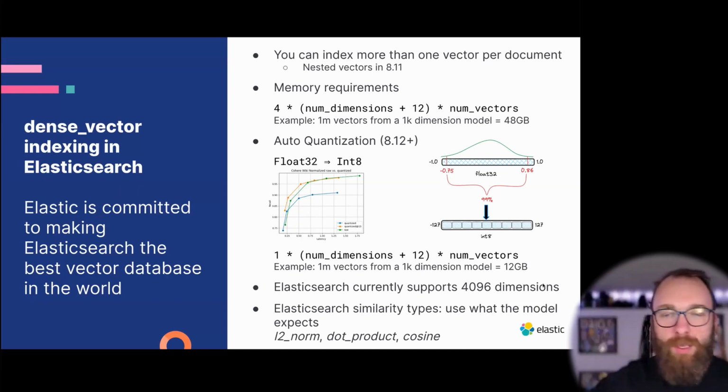That's pricey. So what we introduced in 8.12 is the ability to auto quantize. Quantization has been around for a while. We certainly didn't invent it, but it was something you had to do on your own outside the stack. There are some blog articles that go into really great detail on this, but essentially you're converting a float32 vector into an int8. So it reduces, at the end of the day, the size requirements by about 75%.